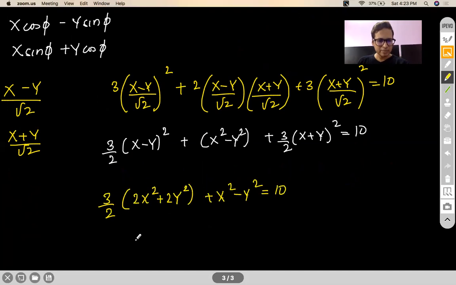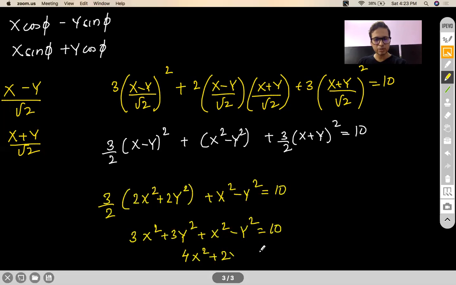That means my answer will be 3x square, 3y square plus x square minus y square equal to 10. And that is nothing but 4x square plus 2y square is equal to 10. Means 2x square plus y square is equal to 5.